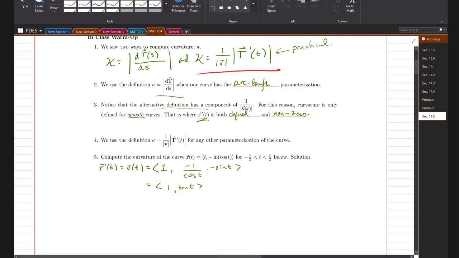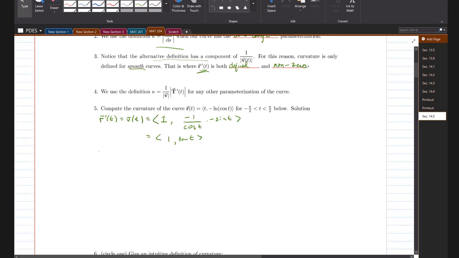Now, we've got a speed component in the curvature, so we need to compute our speed. The magnitude of v of t is the magnitude of this vector here, which is the square root of 1 squared plus the tangent of t squared. But that's just the square root of 1 plus tan squared t, which is the same thing as what, folks? It's secant squared t, by our Pythagorean identity.